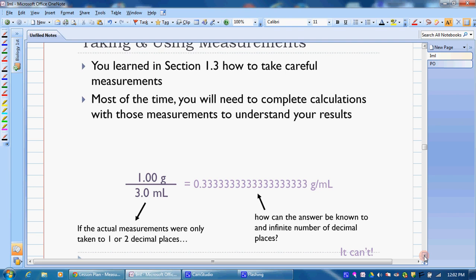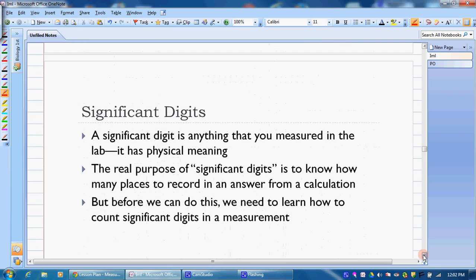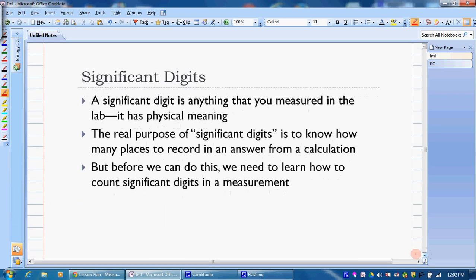Especially when you start doing calculations. Most of the time you're going to have to complete calculations with the measurements that you get. Actual measurements are usually only taken to one or two decimal places. Here we've got 3.0 and we've got 1.00. When we divide this, we get this crazy answer. We can't know all these decimal places. That's not possible. So we have to know how to round and use the correct number of significant digits.